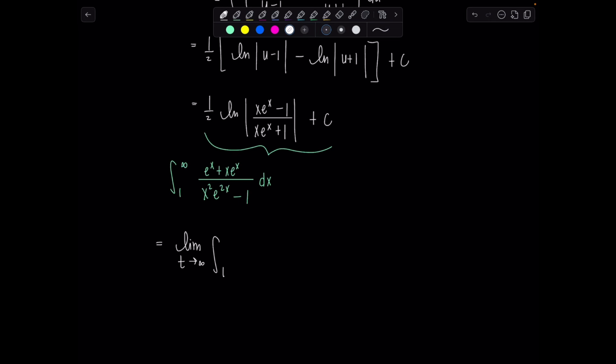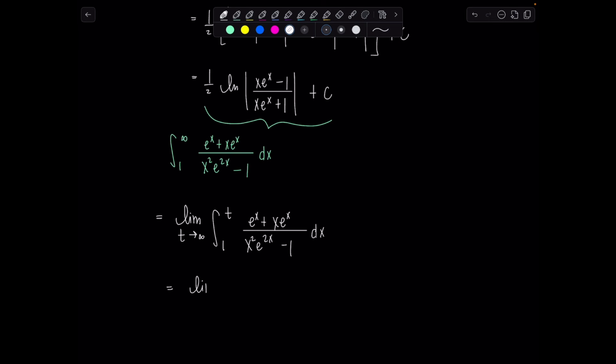Remember, we have 1 to t. I'm writing out every little step just so that you have a good example to follow and you don't lose points on your exam. Okay, then I'm just going to plop in now. This is going to be limit t goes to infinity, 1/2 natural log, absolute value, x e to the x minus 1 over x e to the x plus 1. And then all of this is evaluated from 1 to t.